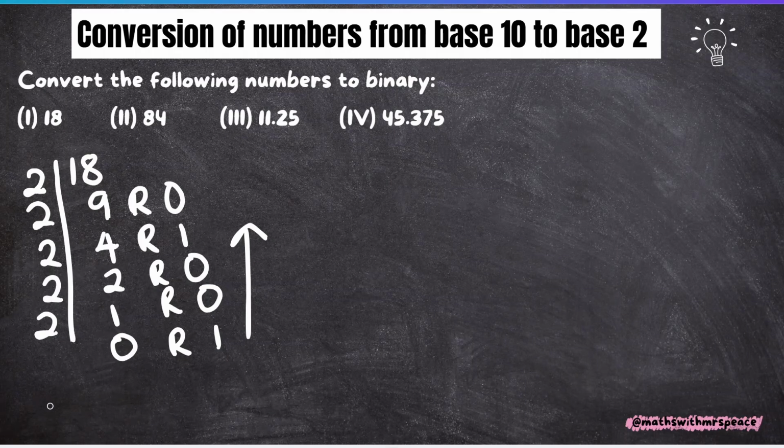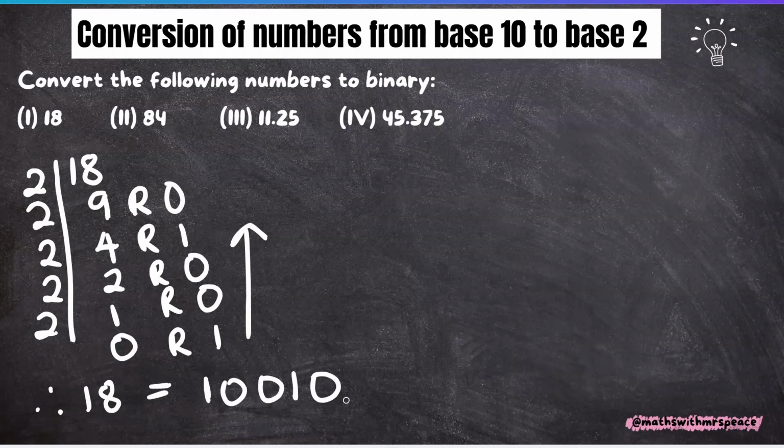So therefore, 18 in base 10 is equal to 1, 0, 0, 1, 0 in base 2. So we went from down to up: 1, 0, 0, 1, 0. And of course, we're going to write subscript 2 to indicate that this is a number in base 2. So that's how to perform conversion from base 10 to base 2.